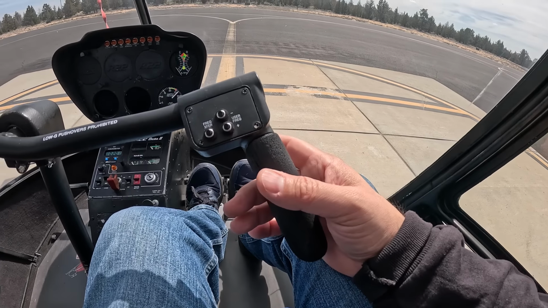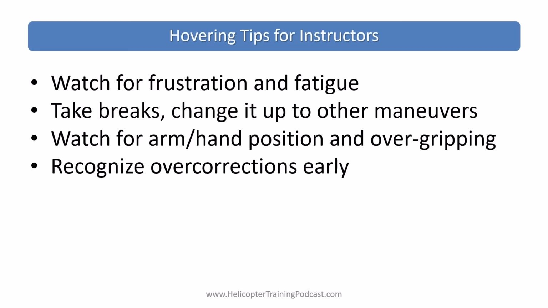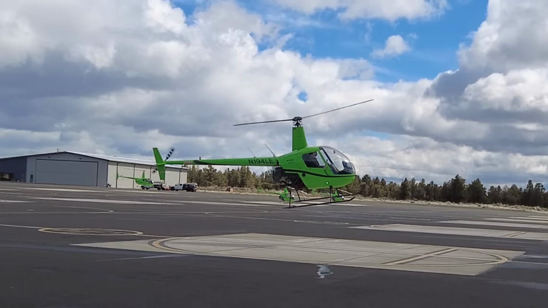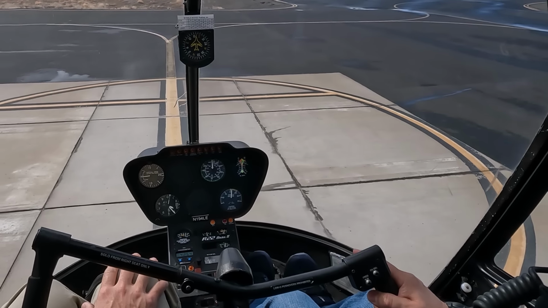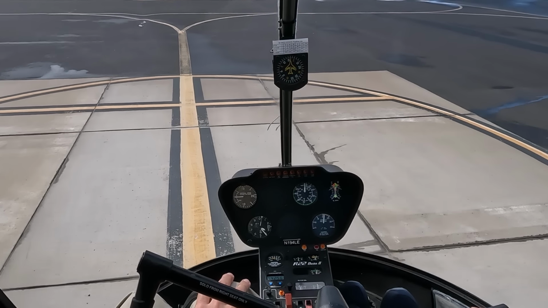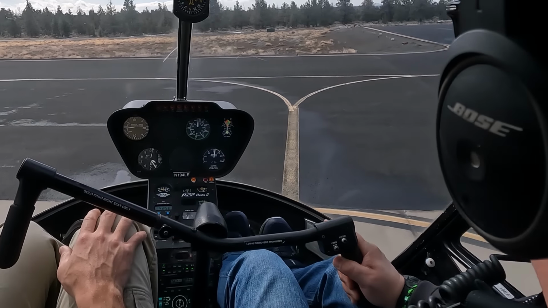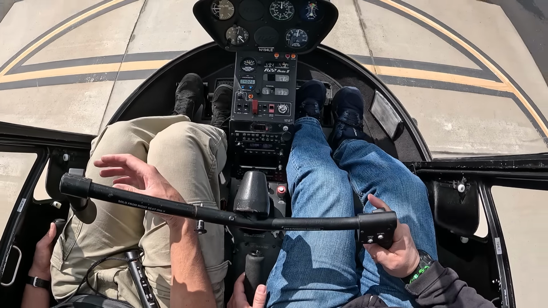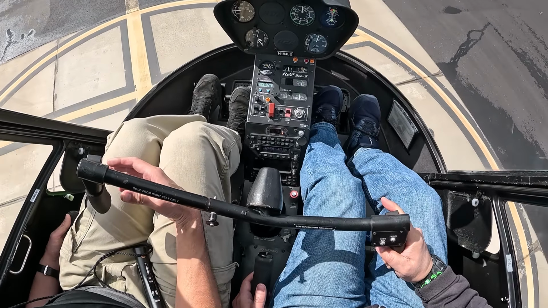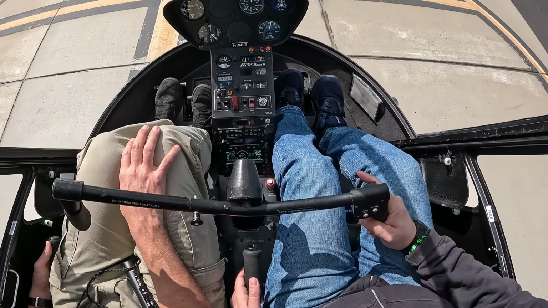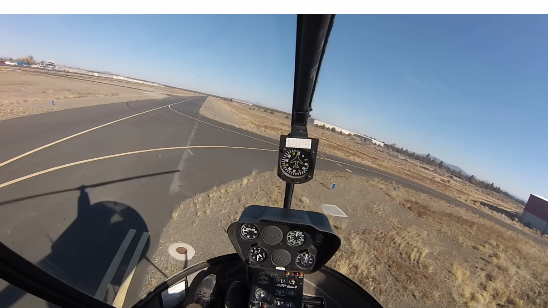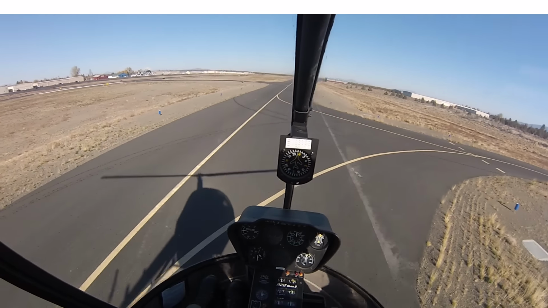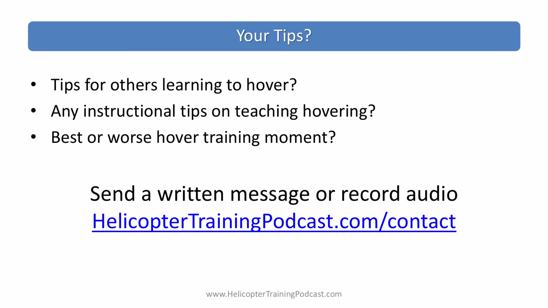Watch out for that arm-hand position. Look to see if they are not bracing or if they're over-gripping. Recognize overcorrections early and guide them back to stability before it gets too out of hand. Encourage your students to anticipate movement rather than react to the drift. And demo things like the pendulum effect and other aerodynamic effects so the student knows what to watch out for. Show errors for things like when you raise the collective, if they don't put the pedal in, how the aircraft's going to twist, etc. And demonstrate those other aerodynamics in action. Give yourself enough margins to be able to take controls and stay close on the controls on these initial stages. Keep it safe.